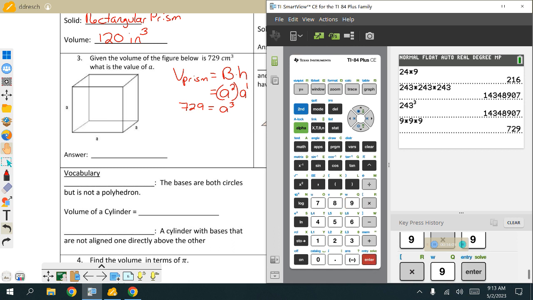Okay. Now, how do we get into that? We cube 729. Now, let's think about how we can solve this out algebraically. All we're doing is inverses. We've got inverses galore. Multiplication undoes division, addition undoes subtraction, square roots undo squares. So what undoes a cube?